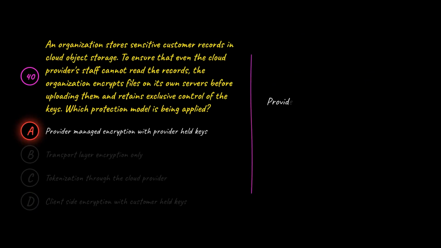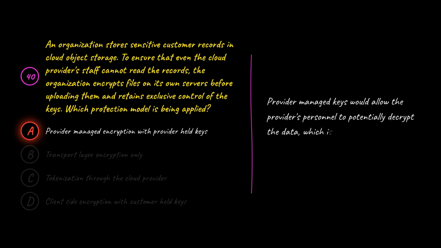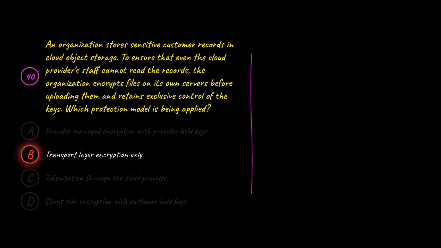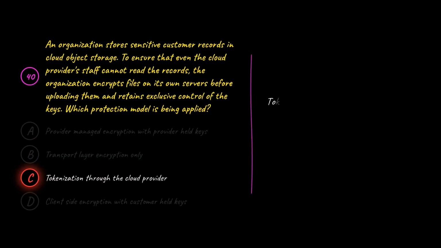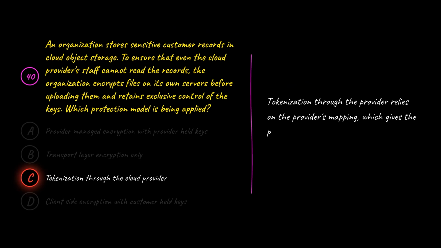A is wrong because provider-managed keys would allow the provider's personnel to potentially decrypt the data, which is the exact scenario the organization wants to avoid. B is wrong because transport layer encryption protects data only while in motion, not while sitting in storage. C is wrong because tokenization through the provider relies on the provider's mapping, which gives the provider access. It does not match the requirement.